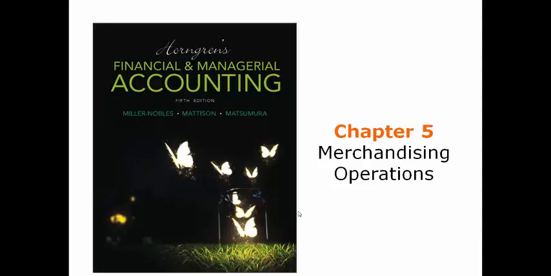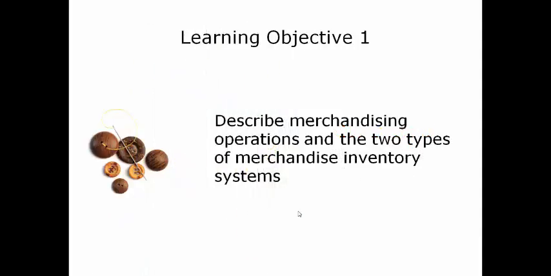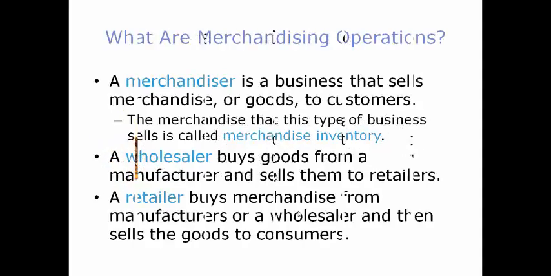Chapter 5 is called merchandising operations. And you have two different types of merchandising operations: wholesalers and retailers. We'll talk about that as we move through this section. Bear with me as I'm getting through some of this technical stuff. The first objective is to describe merchandising operations, and we're going to talk about the two different types of inventory systems in merchandising operations.